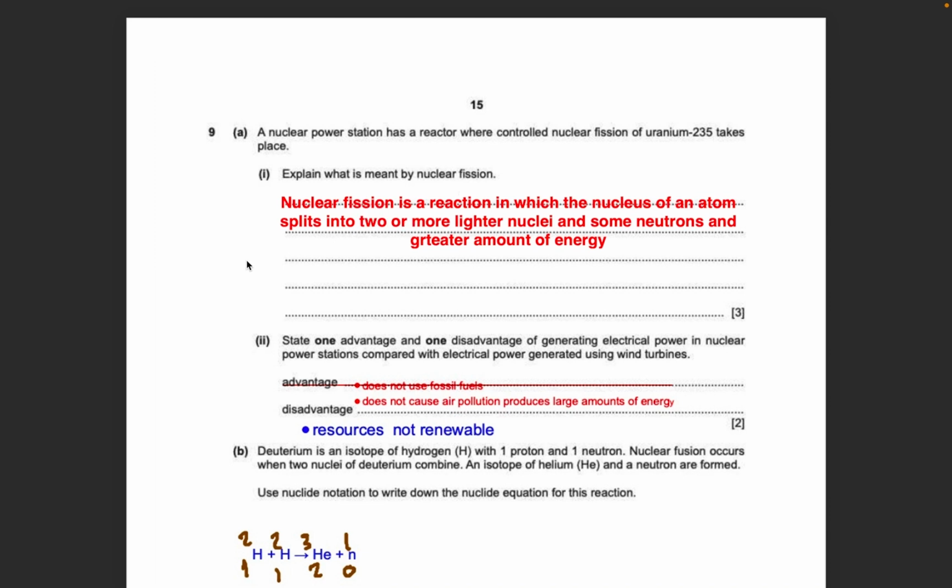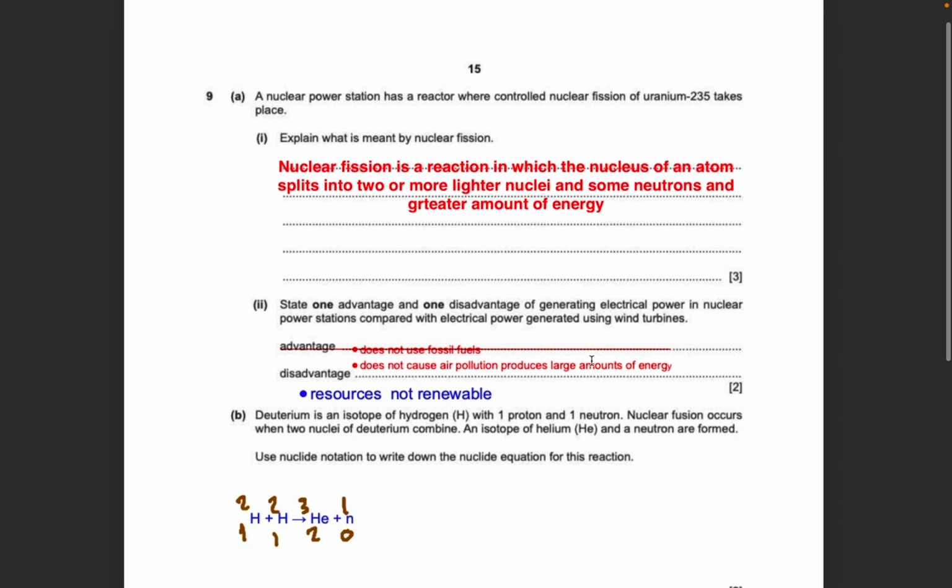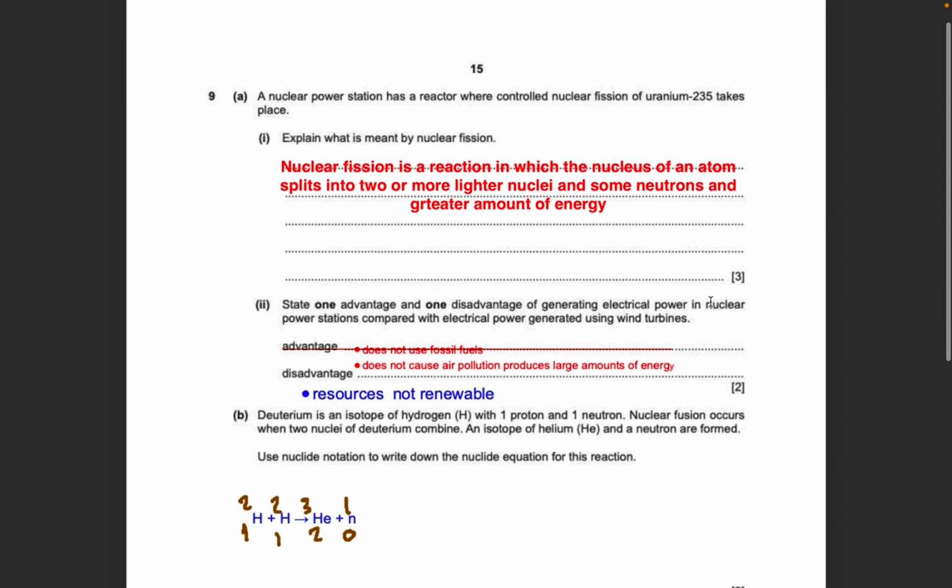In nuclear fusion, the nuclei of hydrogen isotopes combine with each other to form a heavier helium atom and neutrons and a greater amount of energy. State one advantage and one disadvantage of generating electrical power in nuclear power stations compared with electrical power generated using wind turbines. Here we want to compare between nuclear power stations and wind turbines.